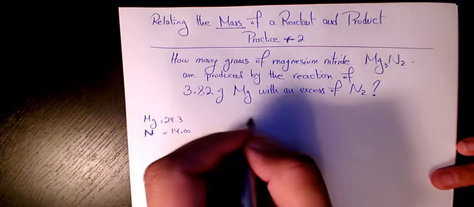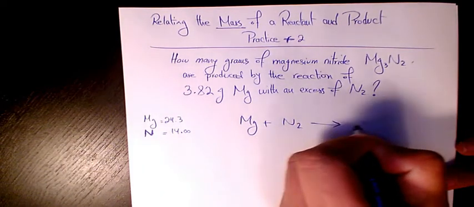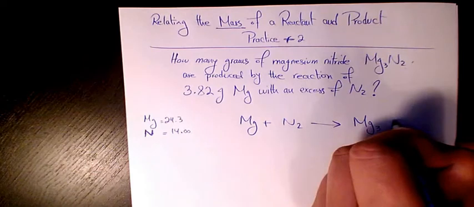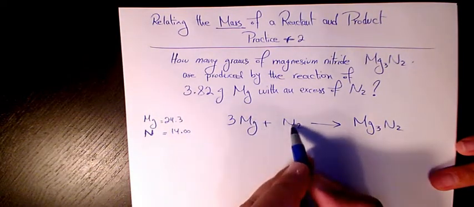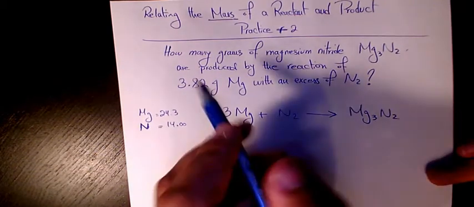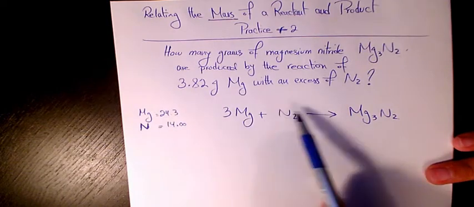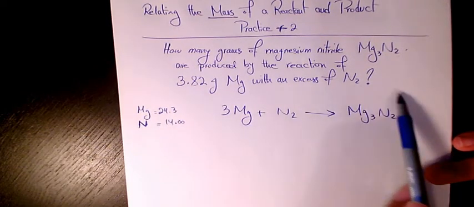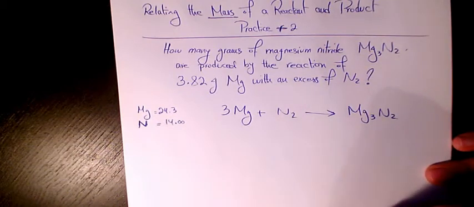So what we can do, first of all, we need to write the reaction. We balance it: 3 Mg plus N2 gives us Mg3N2. So 3 moles of Mg plus 1 mole of N2 will give us 1 mole of Mg3N2, or 1 mole of magnesium nitride.